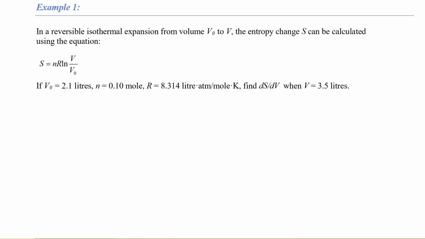Let's take a look at this word problem. So take a moment, pause this video and read the problem carefully. So we are given an isothermal expansion from volume V0 to V. The entropy change S can be calculated using the equation. So S is equal to N times R times ln V over V0.